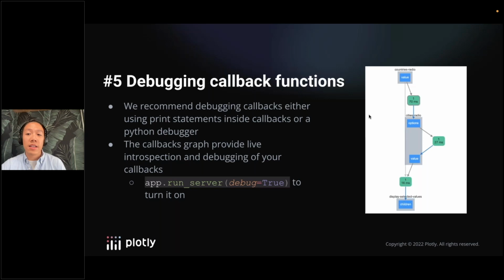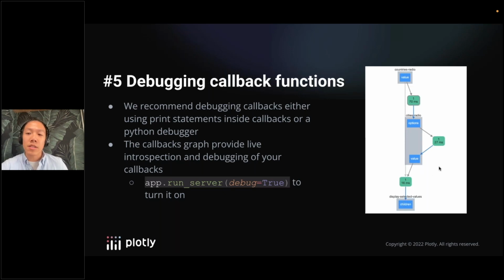Dash also has a variety of development tools built into it, such as the callback graph, which I've included a screenshot of on this slide. You can turn on the dev tools in your app simply by setting debug equals true in the app.run_server function call. And the callback graph, as you can see, has these blue and green shapes.